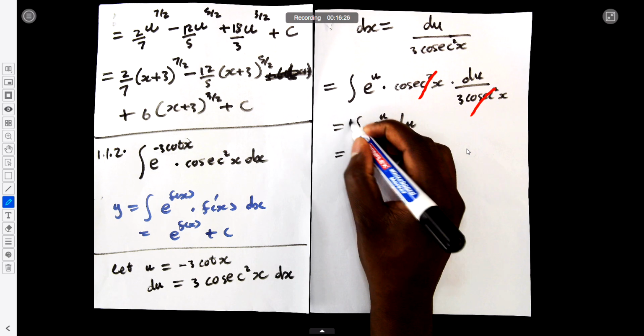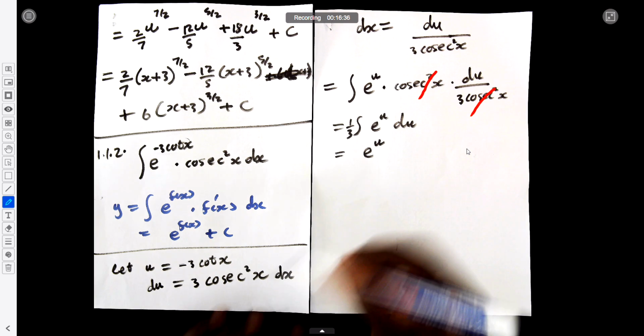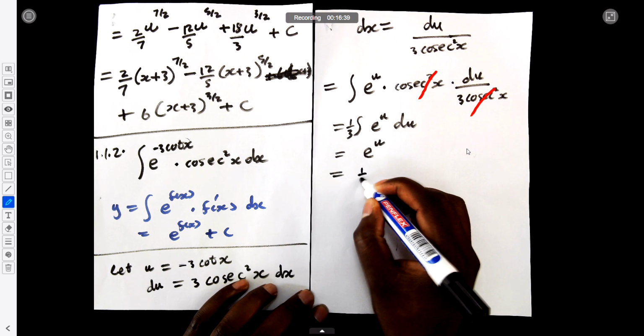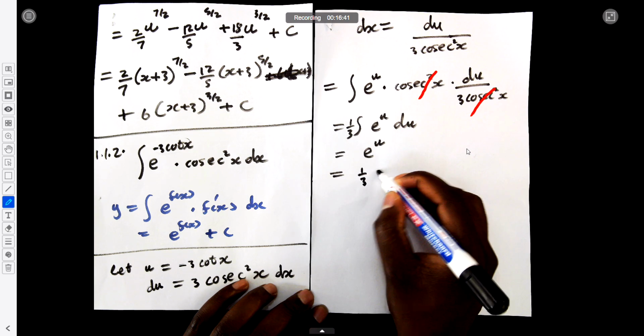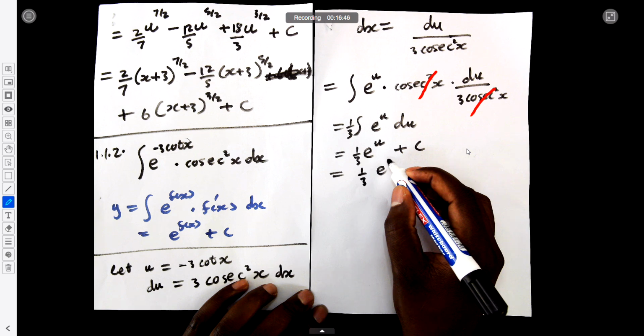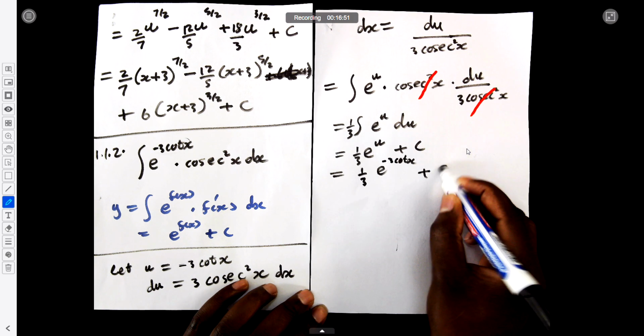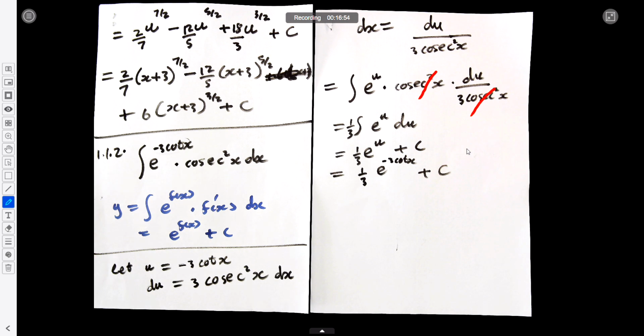So please factor out 1 and factor out 3 there. So I'm focusing on the function. In that case, we'll have 1 over 3 e to the power of u, plus c. So the exponent is negative 3 cot x when you substitute back. You replace back the functions, therefore we have our function.